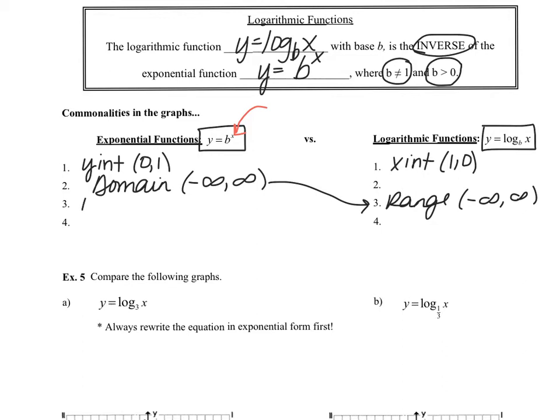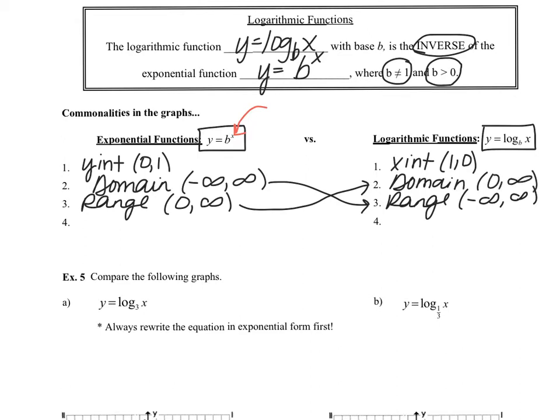Then the range for those exponential functions, because they have horizontal asymptotes, the range was from 0 to infinity. That's the y value, or y values. So therefore, those become the x values for the log functions. So the log functions will have a domain from 0 to infinity.